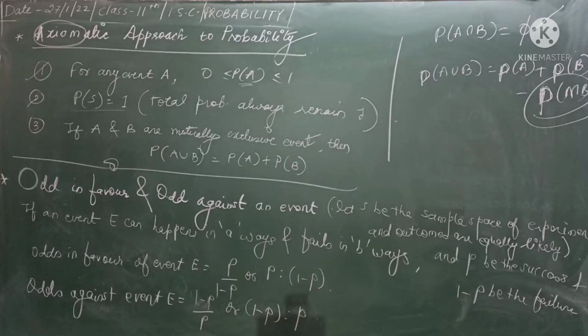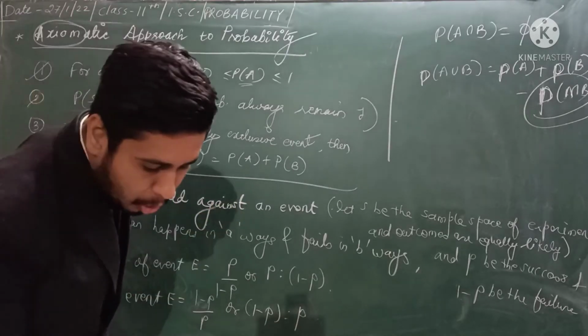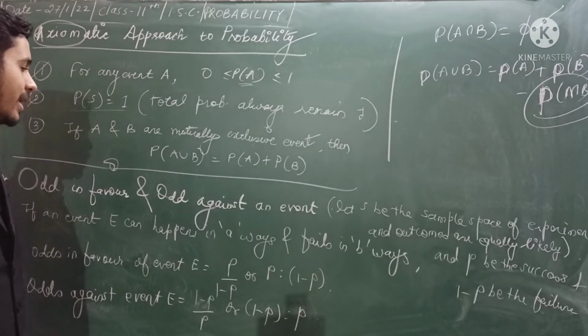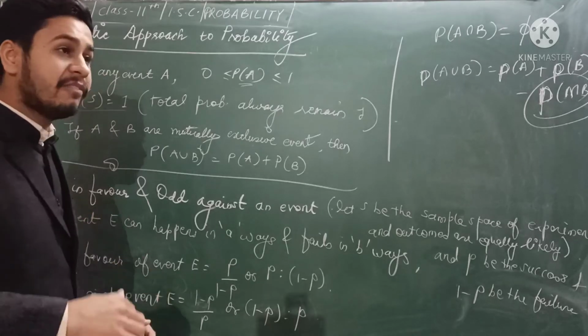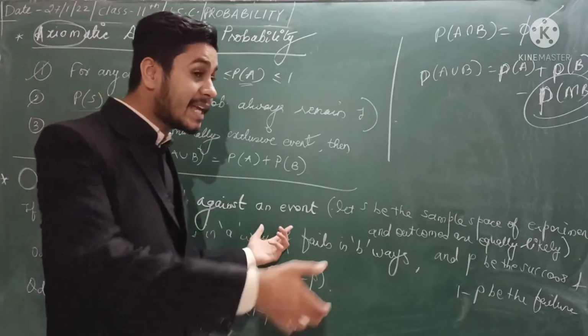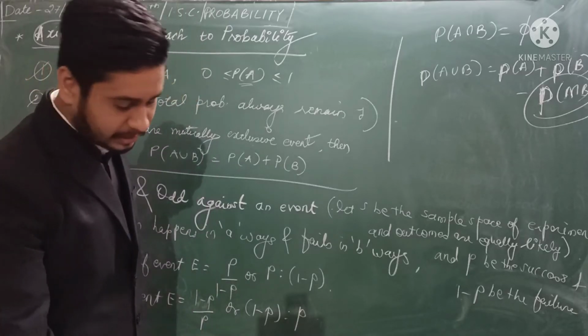Then coming to the next topic, this is odds in favor and odds against an event. Odds in favor and odds against an event means if you are doing any event, and in that you are in favor of getting something or you are against getting something, how can you find the probability of that particular thing.